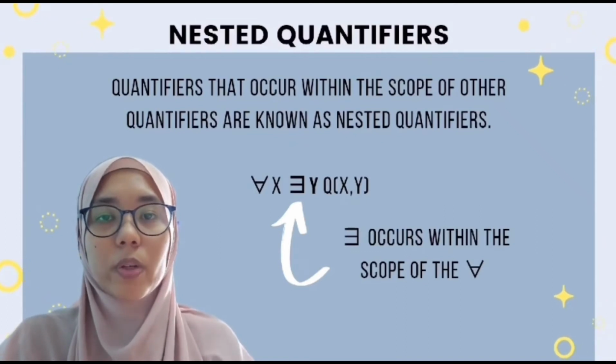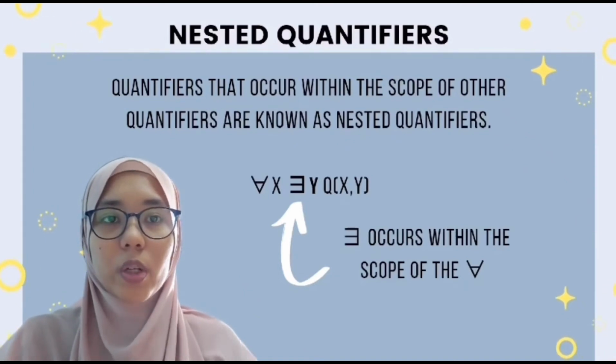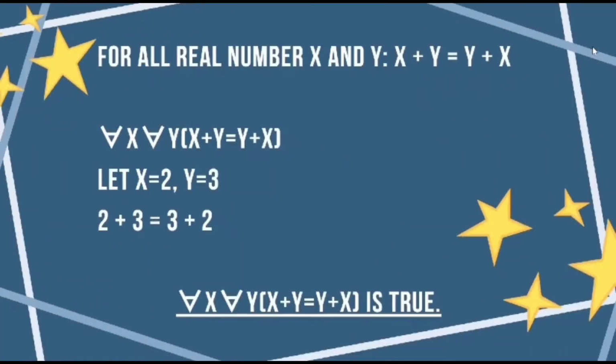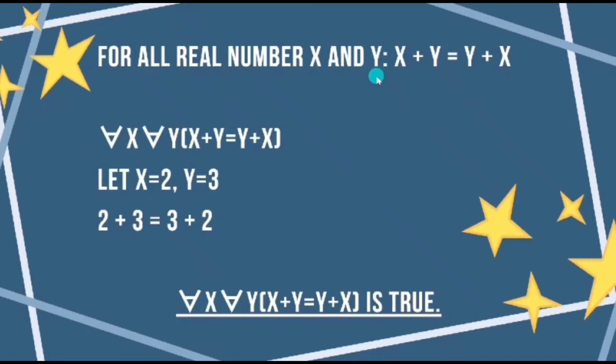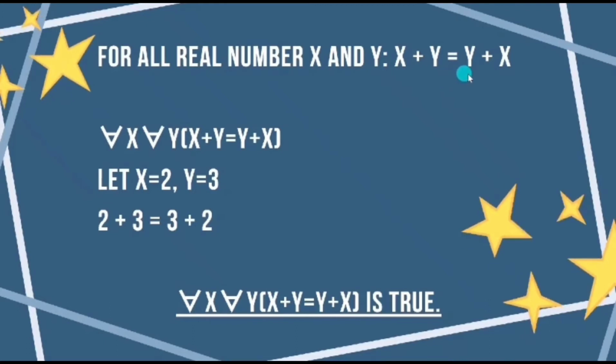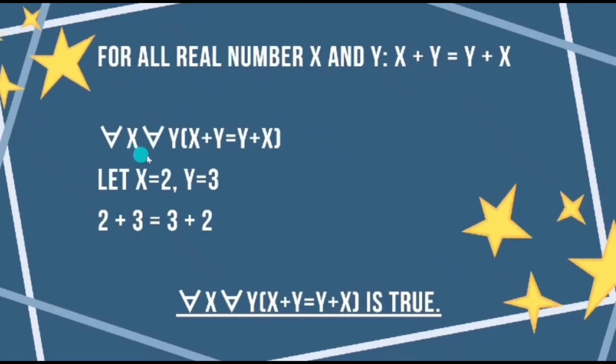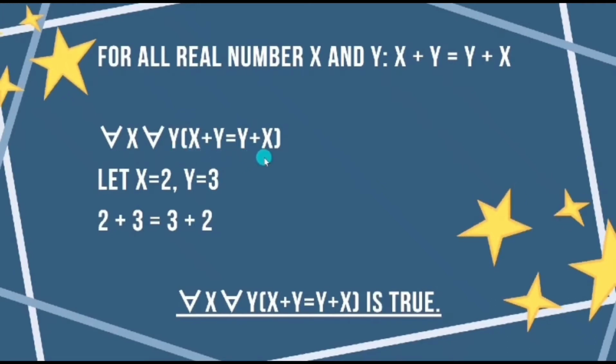This is what we refer to as nested quantifier. Now that we have defined what is nested quantifier, we will move on with an example. Here we have the statement that for all real numbers x and y, x plus y is equal to y plus x, and let us assume that the domain given consists of all real numbers. We will denote this as for all x and y, x plus y is equal to y plus x.